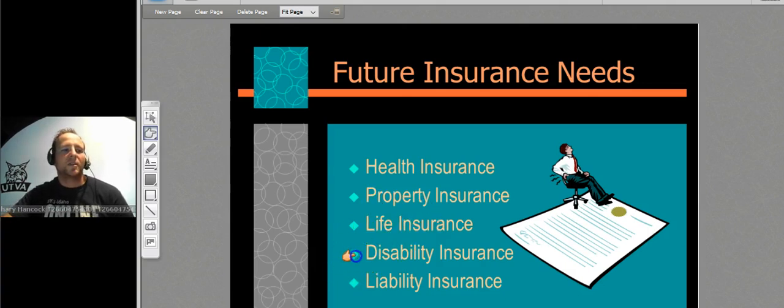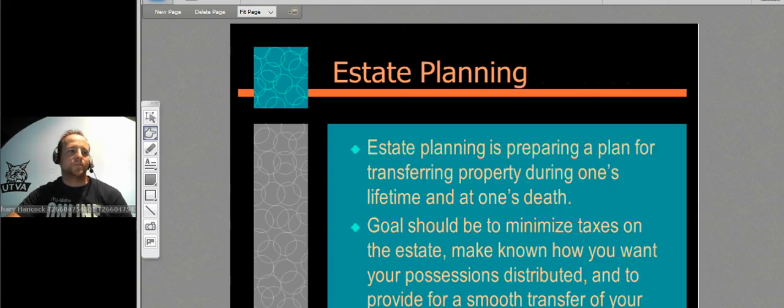Disability insurance, hopefully some employers pay for this, if you go to a place that does that, but I'm not exactly sure how much that is. And then liability insurance, like car insurance, you're probably anywhere from $50 to $150 a month, depending on how many vehicles you have, what type of car, and your driving record. So there are a lot of variables to look into to see what you need.